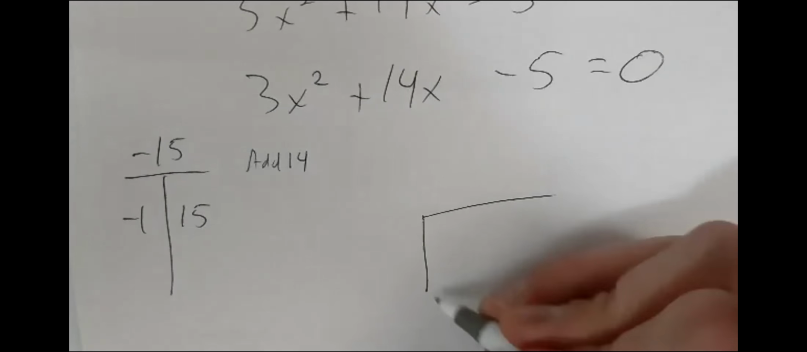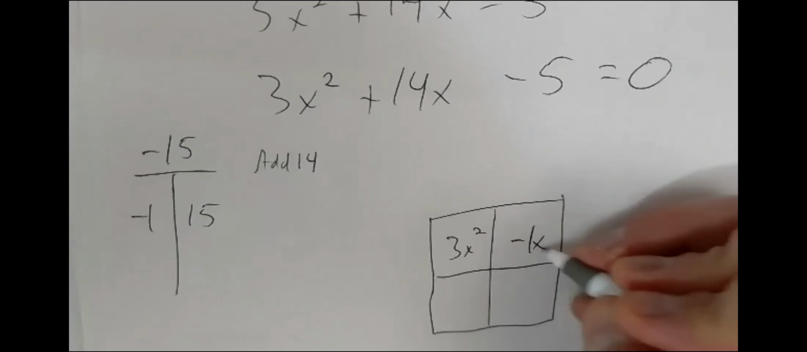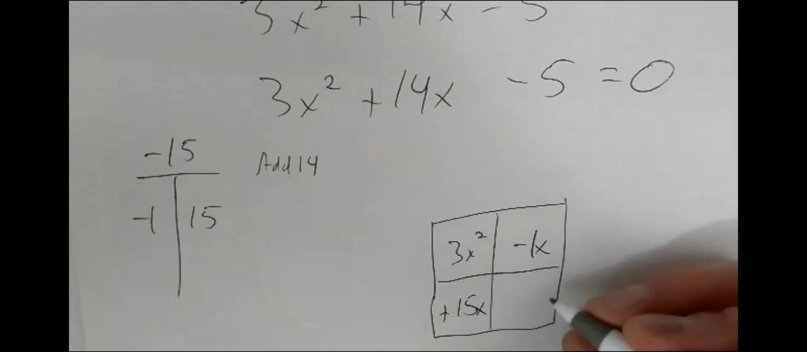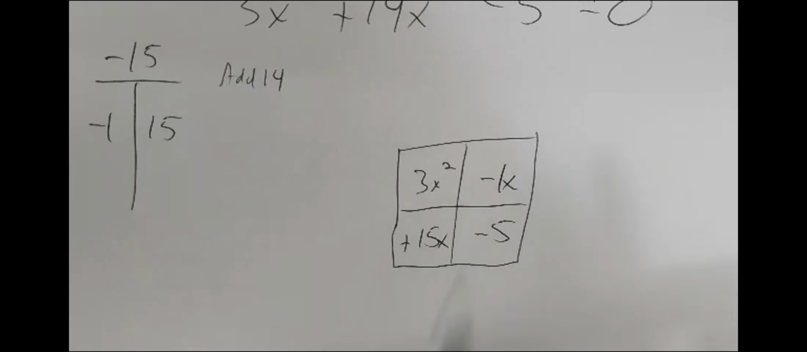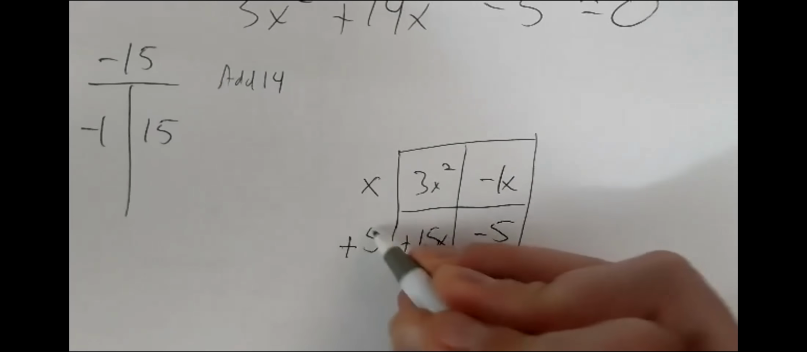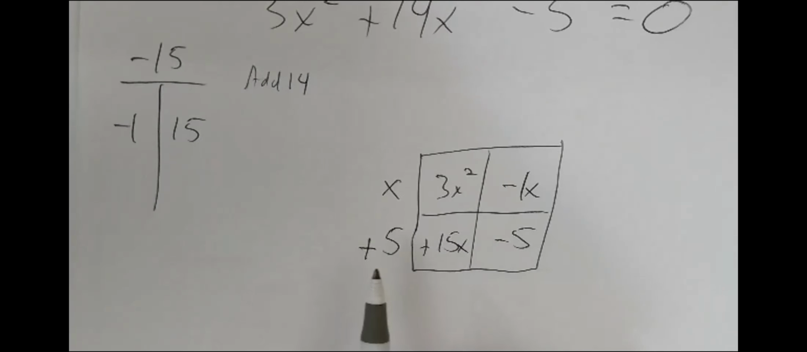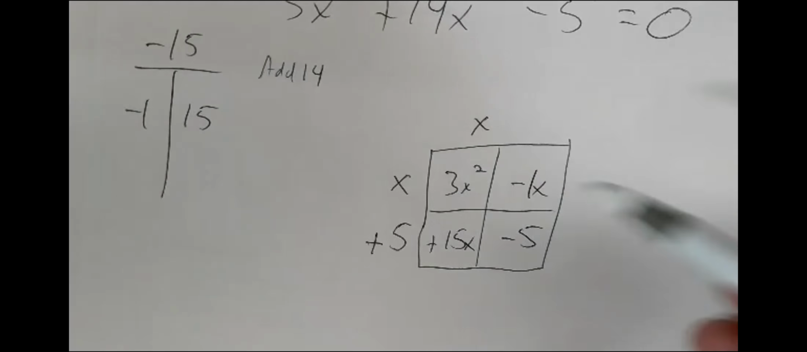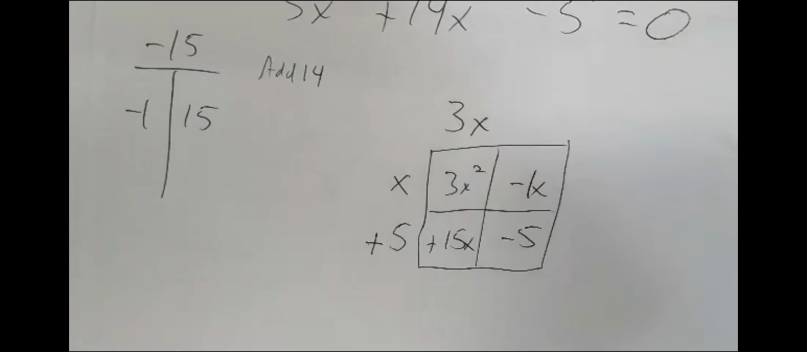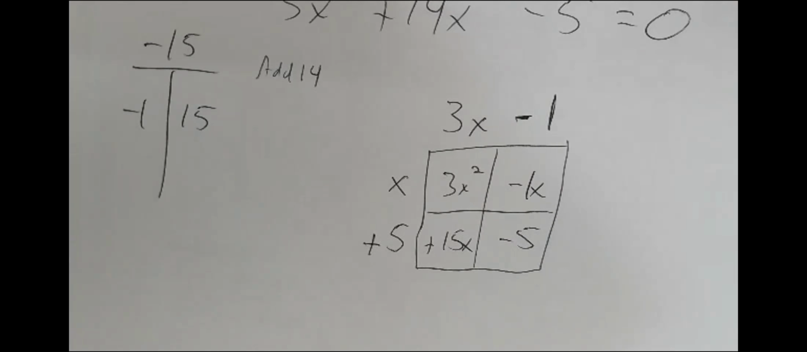How do I want to do this? Box method, maybe? Sure. 3x squared, I have a -1x, I have a plus 15x, and I have a -5. Looking here and here, I can pull out an x. Looking here and here, I can pull out a +5. This leads with the positive, so pull out the positive. Between 15 and 5, I can pull out 5. X squared and x squared, I can pull out an x. And 3 and 15, I can pull out a 3. This is leading with the negative, so I'm going to pull out a negative. 1 and 5, I can only pull out 1.